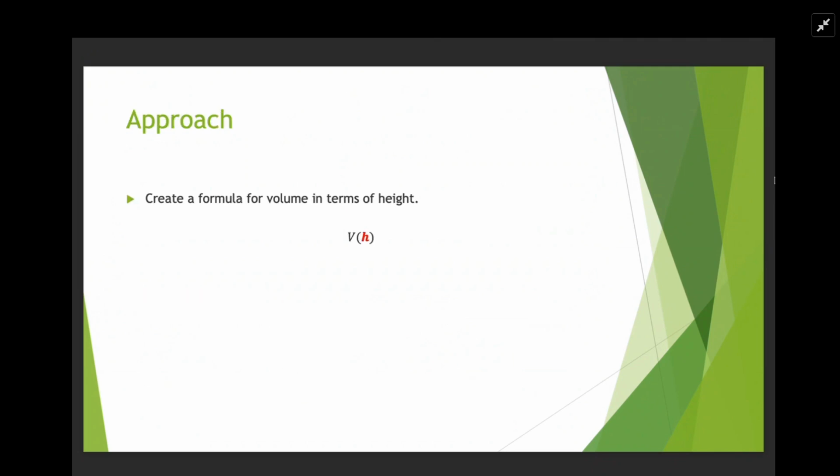Our approach for related rates is to create a formula for volume in terms of height, V of h. Then we take the derivative with respect to time to get an equation with everything: the things we were given, dV/dt and h, and also the thing we're looking for, dh/dt.